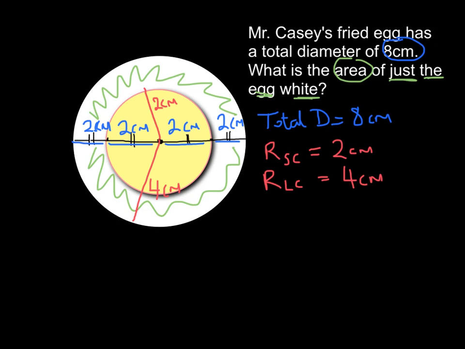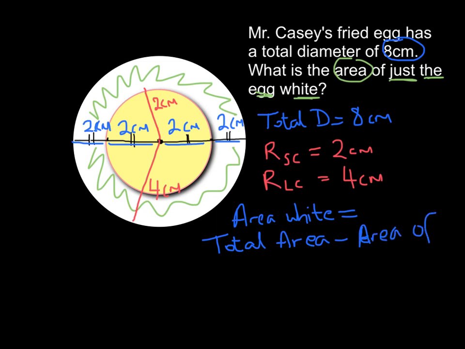So now we think what we're asked. We're asked the area of just the egg white. I'm going to write this down. So we figure out the area of white is going to be equal to the total area of the whole egg minus the area of just the egg, or the yolk, the yellow part in the center. So I'm going to write that down. The area of the white is equal to total area minus the area of the yolk, or the yellow part.